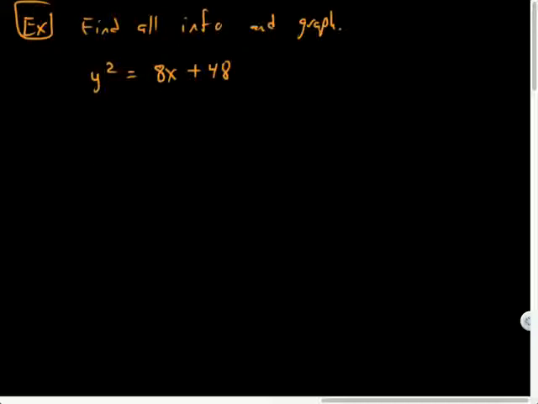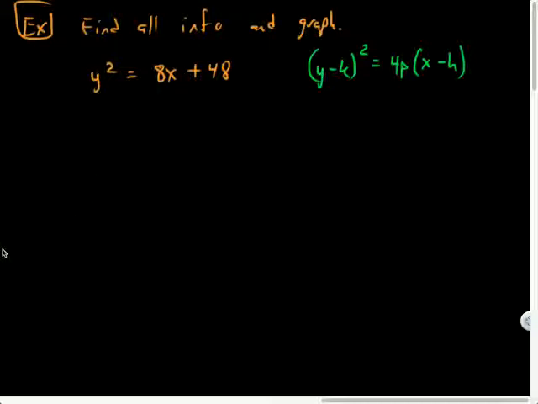Now, looking at this, it is not currently in my standard form. So, do you suspect that this is a horizontal or a vertical parabola? Horizontal. And what made you think that? Because the y is squared. Perfect. That's exactly what I want you to think. So I want this to look like this. So I'm going to try to get it to look like that.